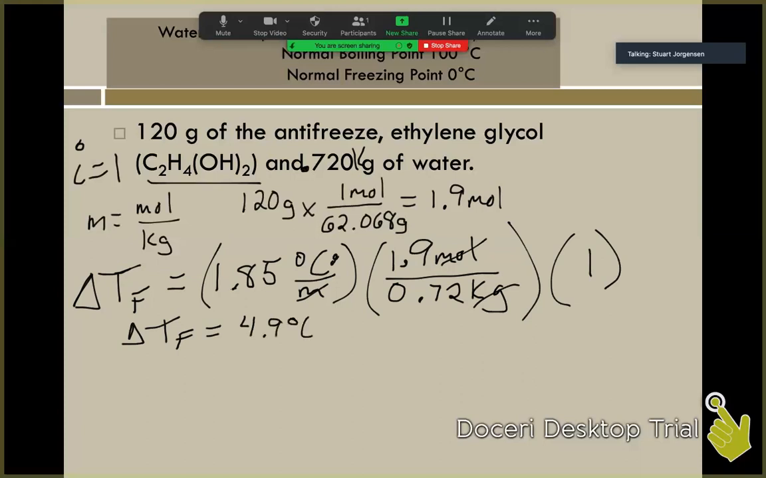Well, wait, temperature of freezing, that's higher than what we started, right? We know that if we have added more particles, our freezing point will decrease. We want to know what the final freezing point is. Well, water normally freezes at 0 degrees Celsius. We would then subtract this change value to get the new final freezing temperature.